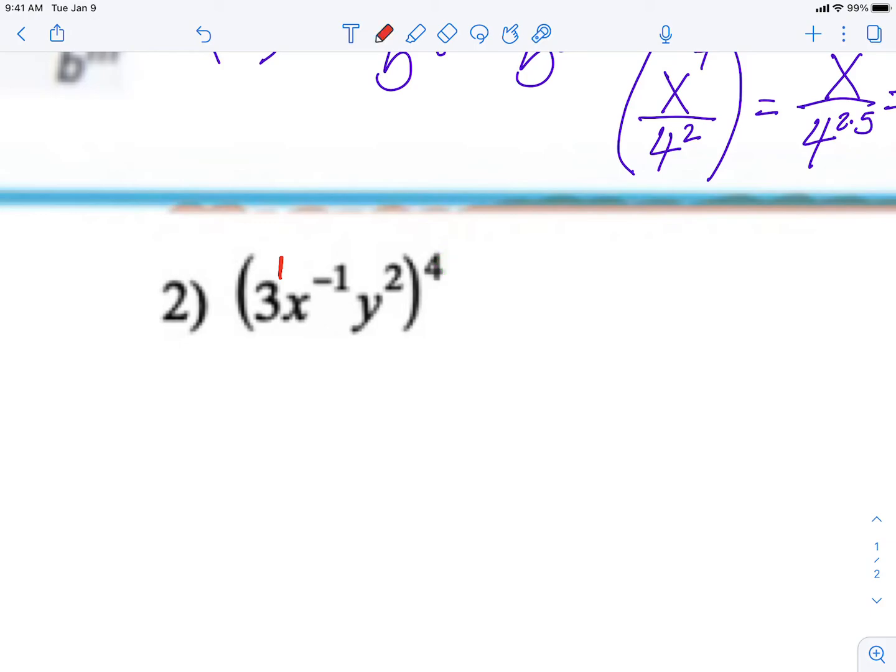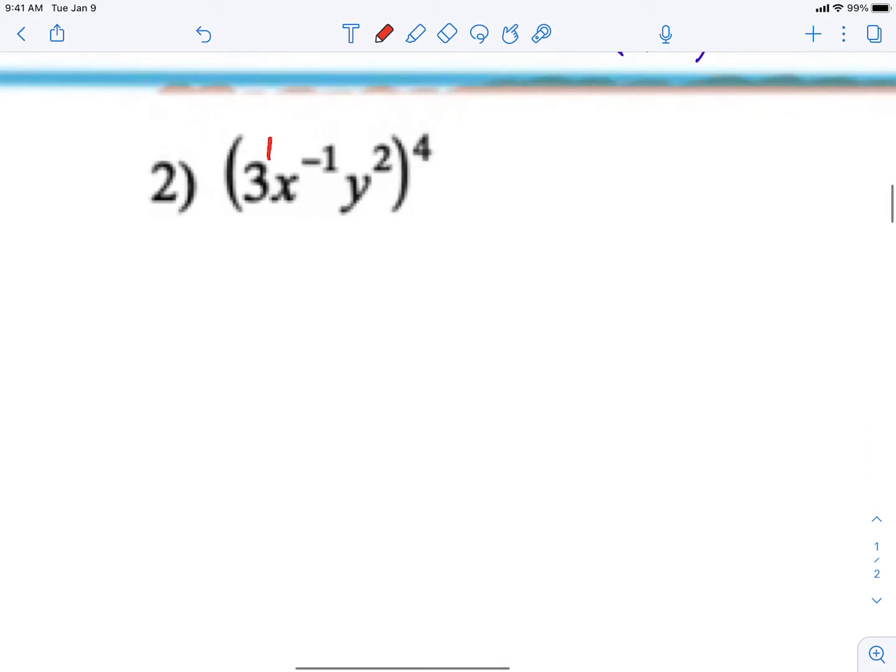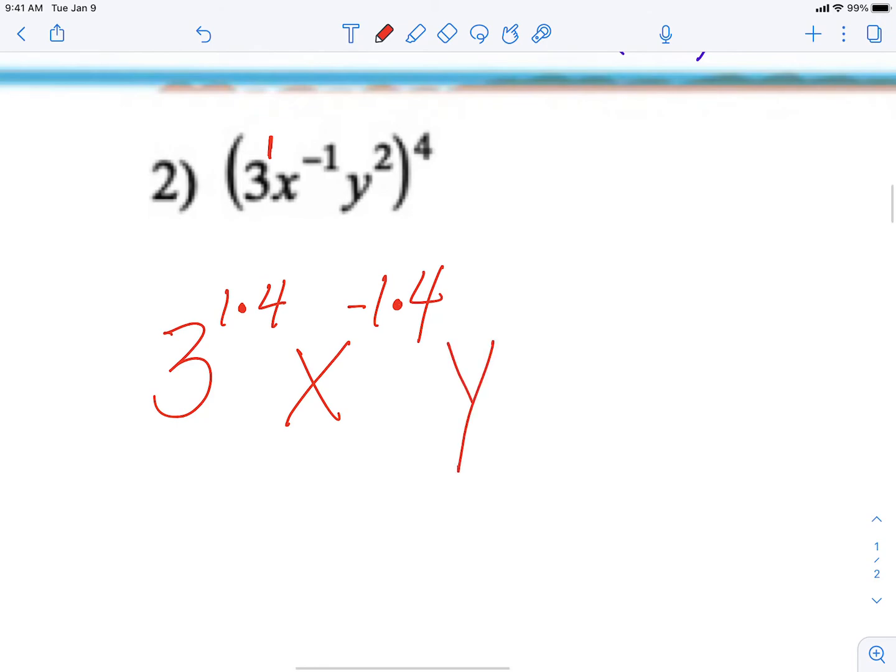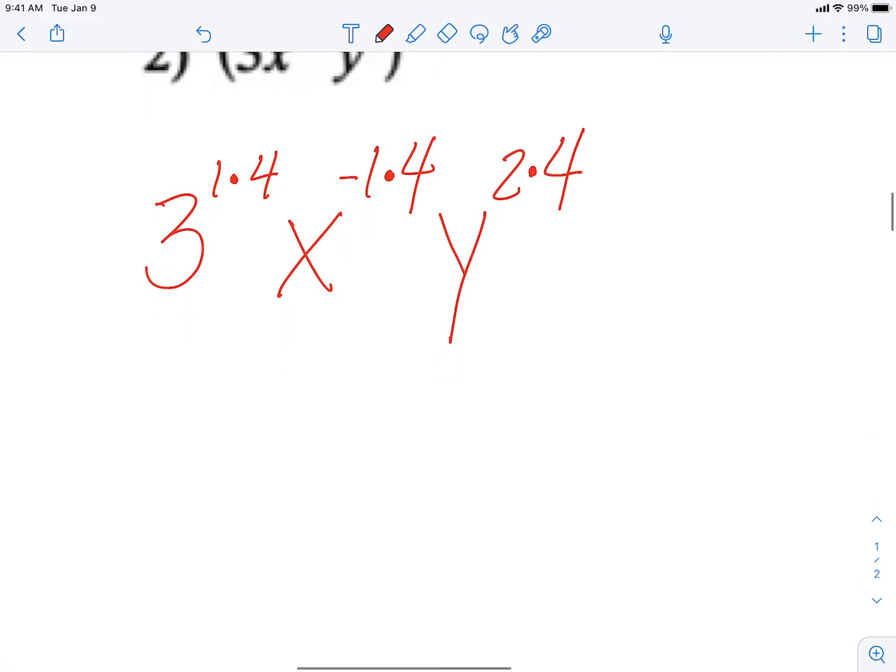So we're going to get 3 to the +1 times 4, x to the -1 times 4, and y to the +2 times 4. Okay, so let's do them one at a time. So 3 first. 1 times 4 is 4.